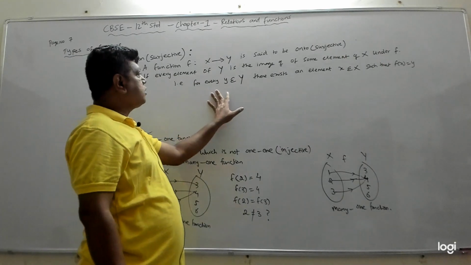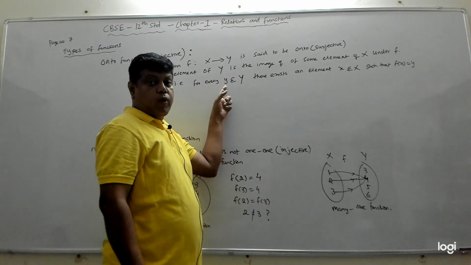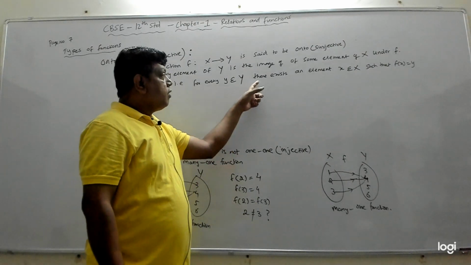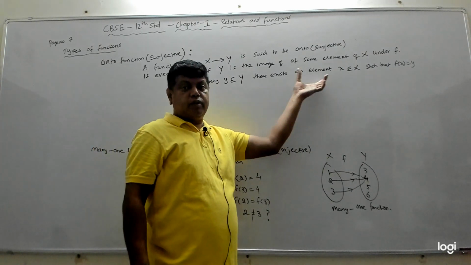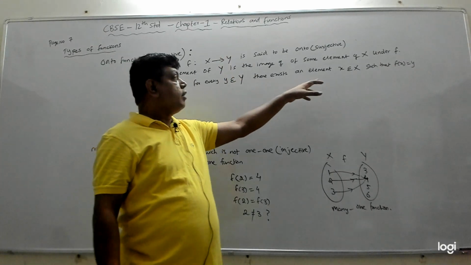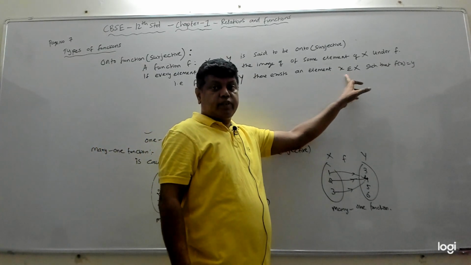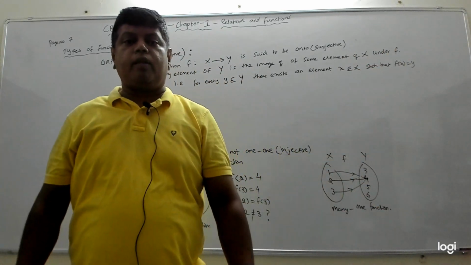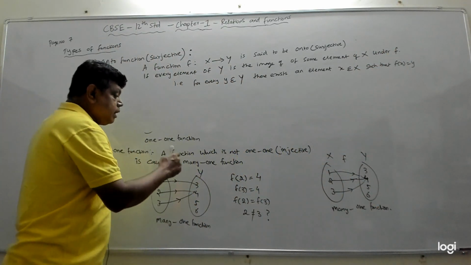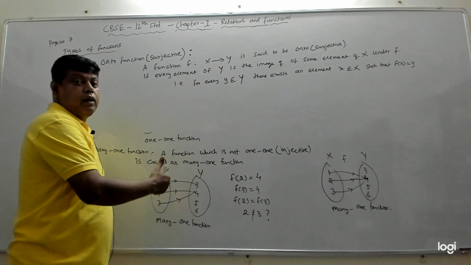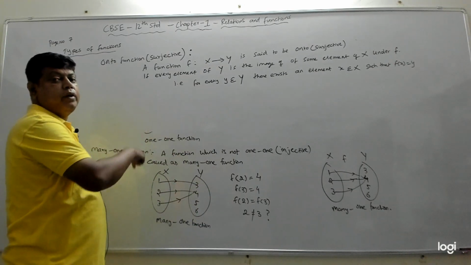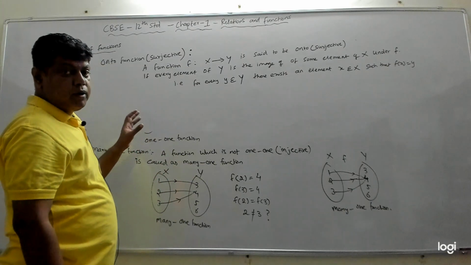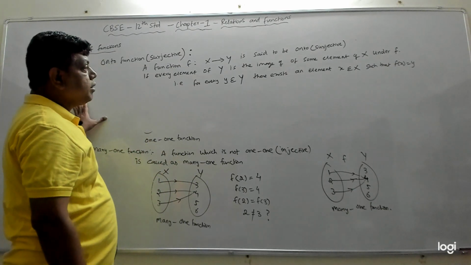That is, in other words, for every element small y in capital Y, there exists at least one element in the set X such that f of that element, f of x, should be equal to y. Which means every element in Y should be an image of some element in X.